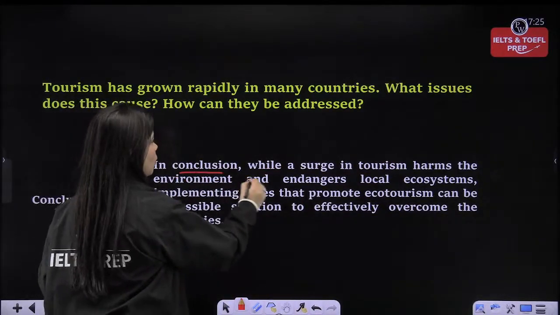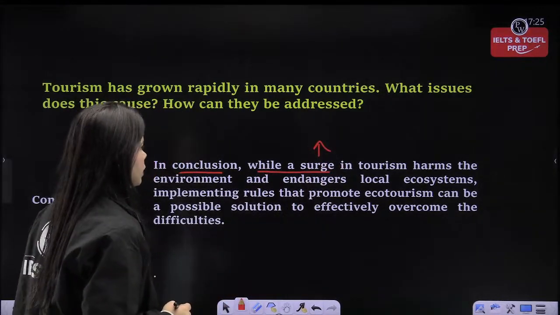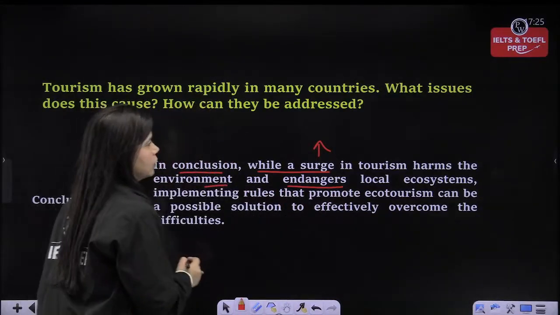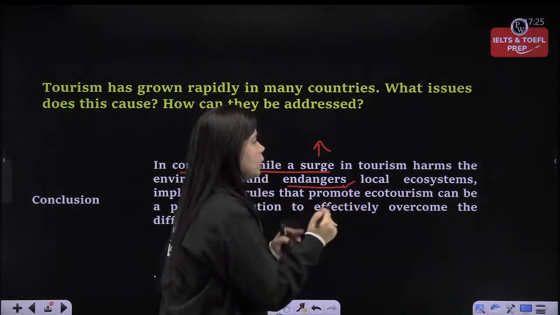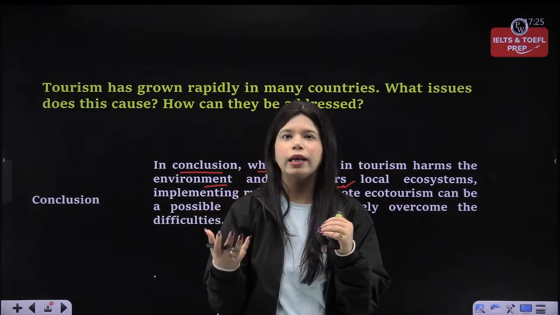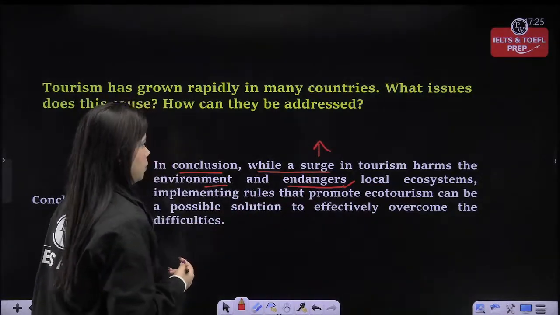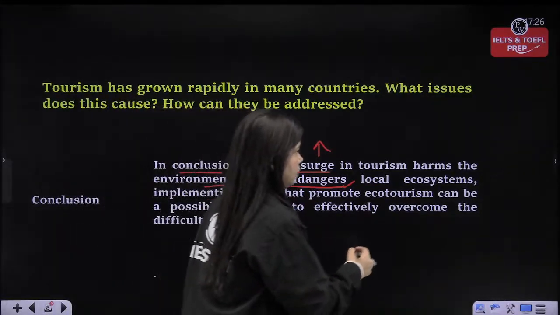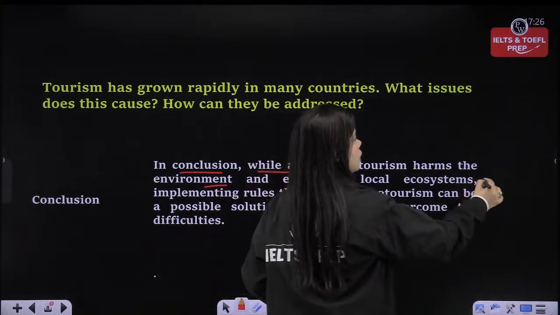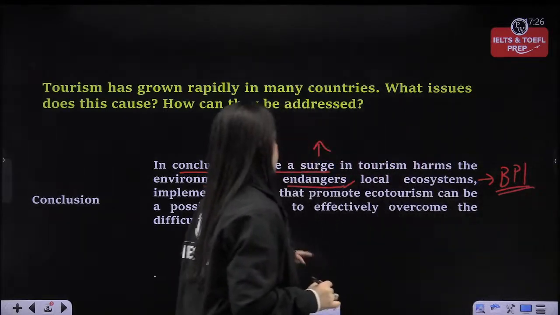So it says, in conclusion, while a surge in tourism harms the environment and endangers local ecosystems. Endangers means it puts local ecosystem at risk. Risk में डाल देना किसी चीज को मतलब उसको endanger कर देना. So while a surge in tourism harms the environment and endangers local ecosystems, if you see both these ideas we had written in our body paragraph 1. So we are wrapping them up here without explanation.